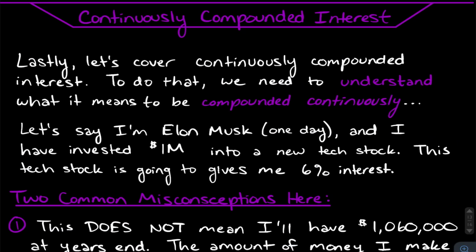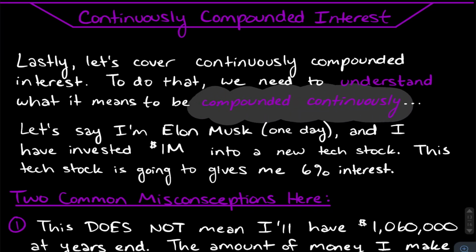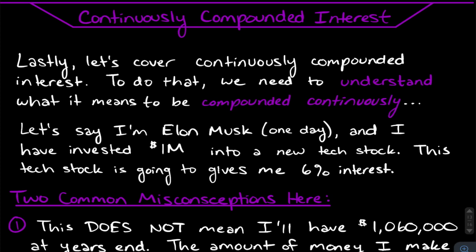So what the heck does it mean for something to be compounded continuously? Okay, like what the heck does that mean, right? You're used to saying, oh well, you're gonna have something compounded once per year. Every year you make 6% interest on something, right?